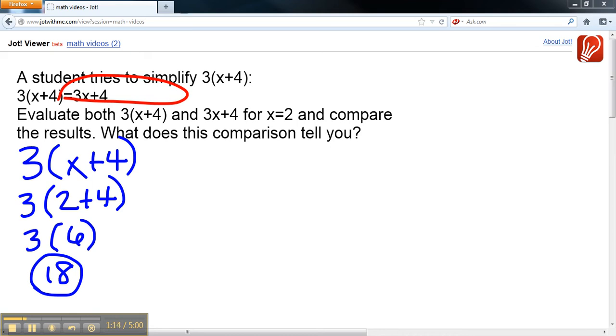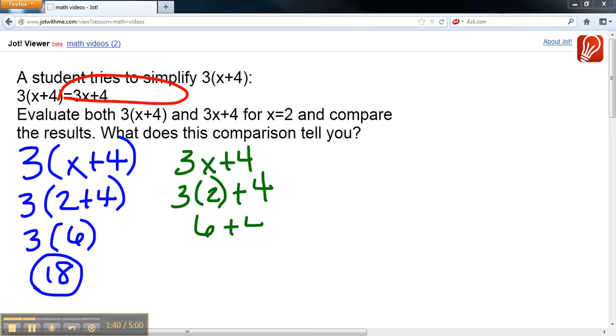Now what I want to do is take 3x plus 4, which is what the student got when he or she simplified the expression. And I want to evaluate that for x equals 2. So again, where I see an x, I'll plug in a 2. 3 times 2 is 6, plus 4. 6 plus 4 is 10. So I'm comparing the results. I look and I see that they're not the same.